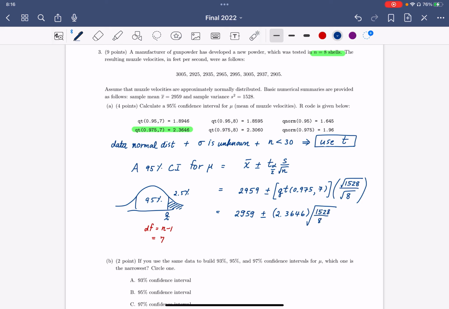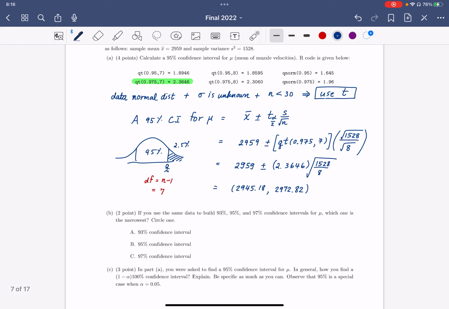All right, so let's hit the calculator. 2959 plus minus 2.3646 times square root of 1528 over 8. So this is actually 2945.18, comma, 2972.82. All right, so that is part A.